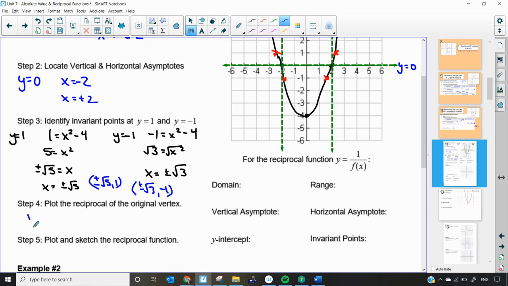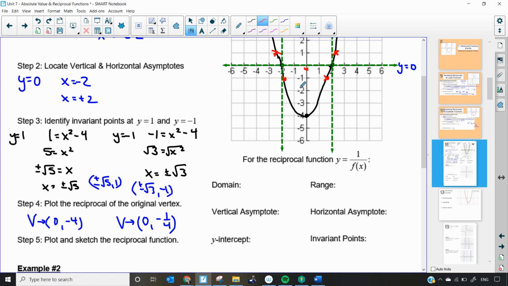So I have a vertex at 0, -4 for my original function. So the reciprocal would be at 0, -1/4. And so I'm going to plot that point. I'm still going to plot it as a red mark. Now, again, you're going to have to estimate 0, -1/4 is going to be about here. And that gives us that point.